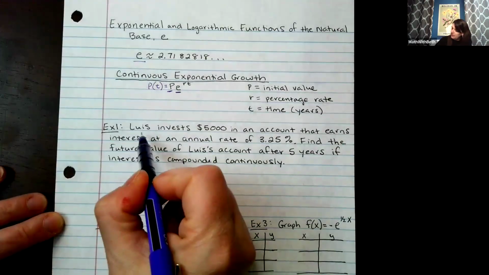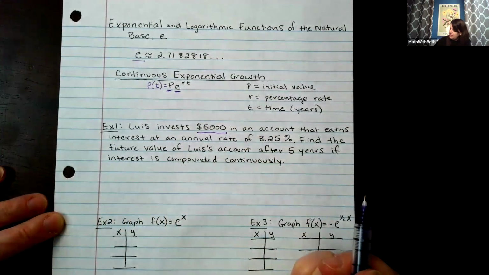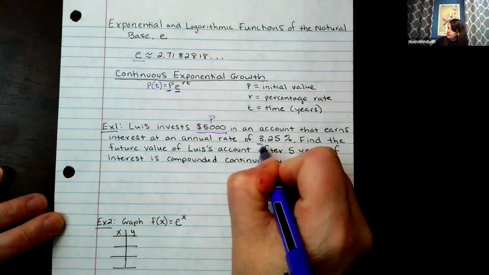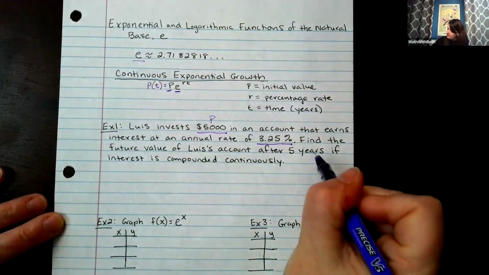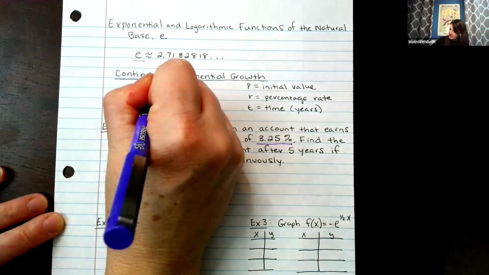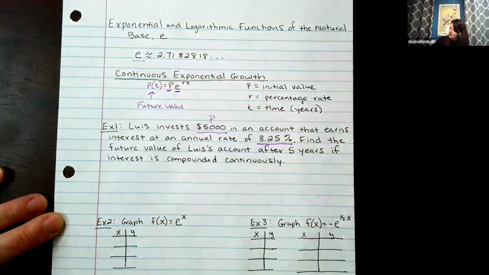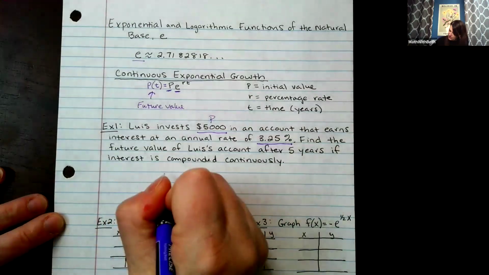So in this example, Luis invests $5,000 in an account. So this is going to be the P that earns interest at an annual rate of 3.27%. So we're just going to have to change that to a decimal. Find the future value. That's the answer that you're basically getting of Luis's account after 5 years if the interest is compounded continuously. So that's just your hint to use this equation.